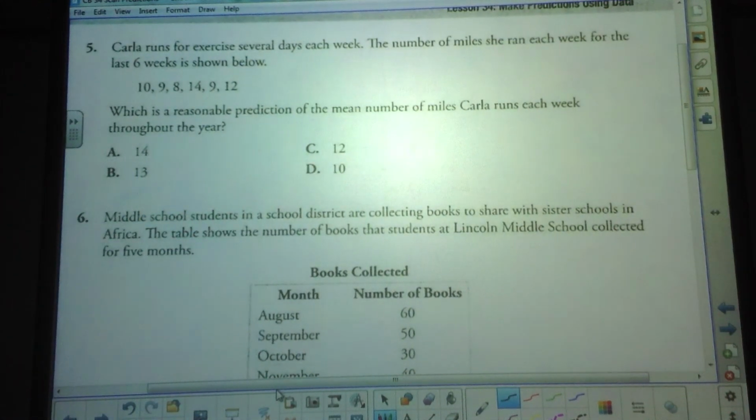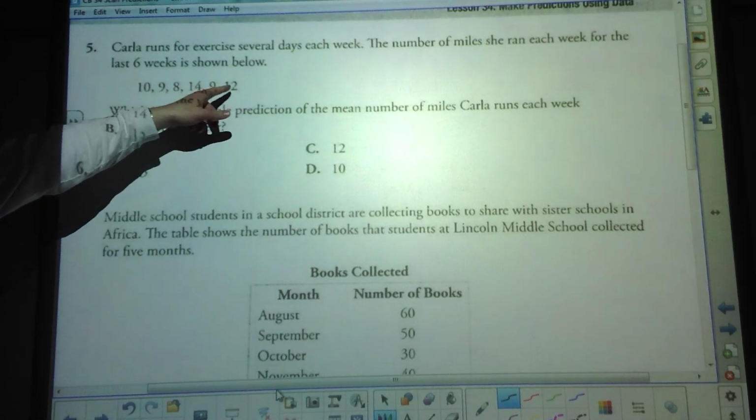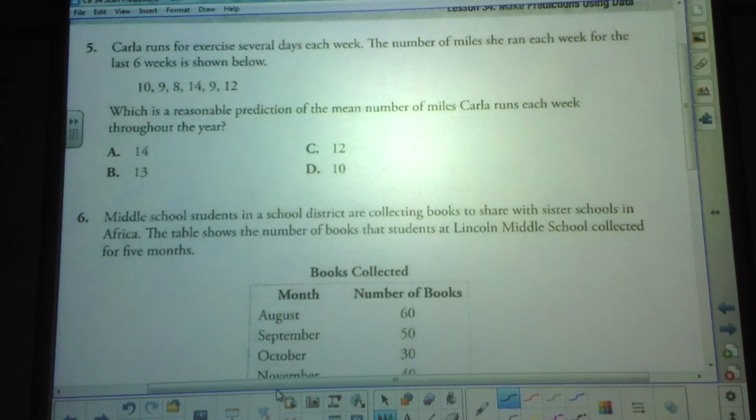Carla runs for exercise several times each week. The number of miles she ran each week for the last 6 weeks are shown below. Which is a reasonable prediction of the mean number of miles Carla runs each week throughout the year? So we've got these 1, 2, 3, 4, 5, 6 different weeks she runs. We want to see if we can use that to predict what she'll run all year. And we'll go ahead and work this one out.